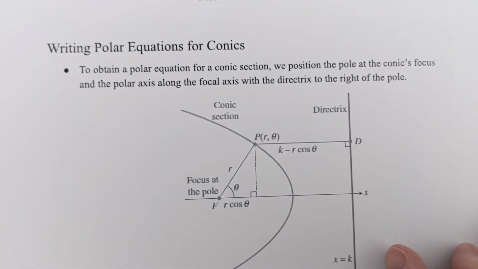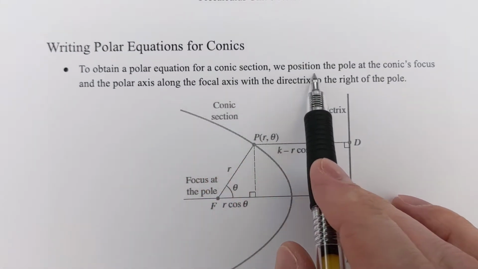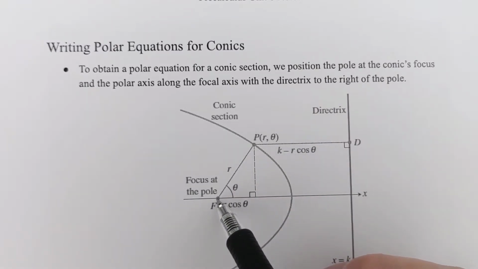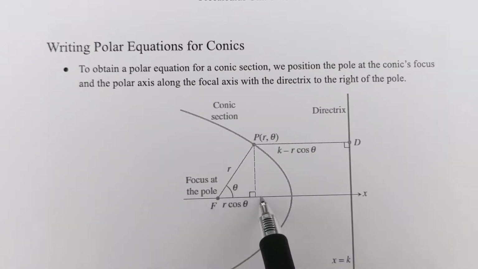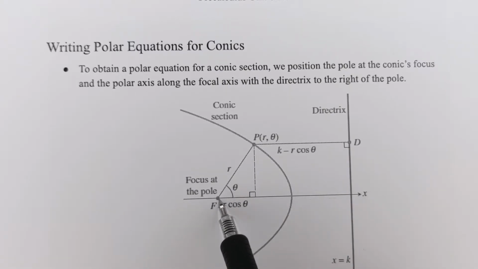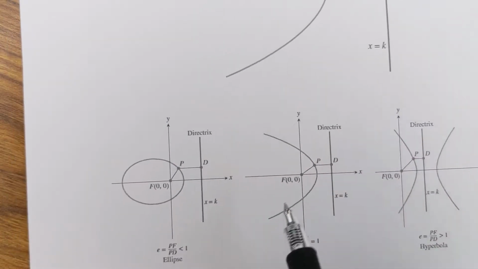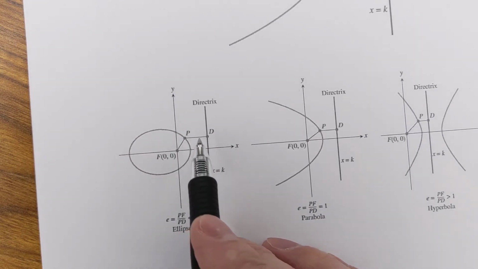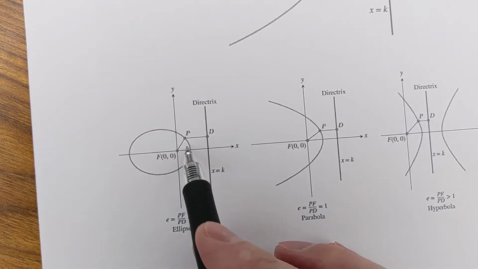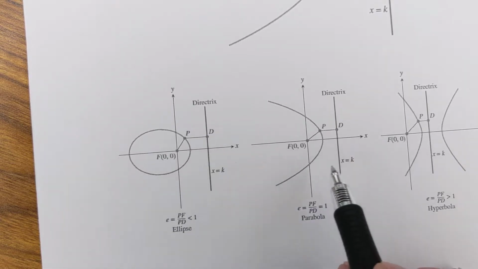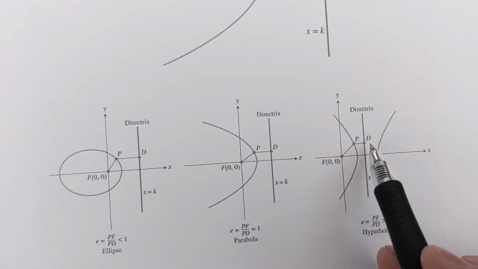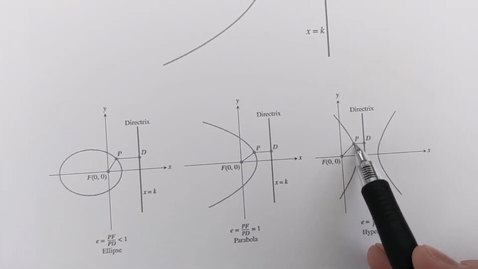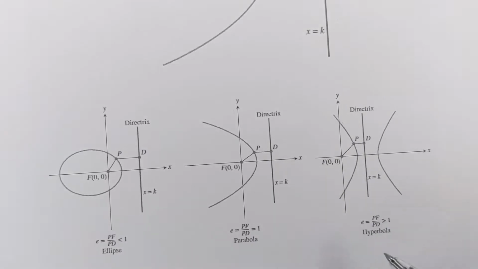Writing polar equations for conics. To obtain a polar equation for a conic section, we position the pole, the origin of the polar system, at the conic's focus, and the polar axis along the focal axis with the directrix to the right of the pole. So there's your polar axis, your pole, and your directrix. If the eccentricity is less than 1, you end up with an ellipse because PF is always less than PD. If it's exactly equal, you have a parabola. And if PF is more than PD at every point, you have a hyperbola.